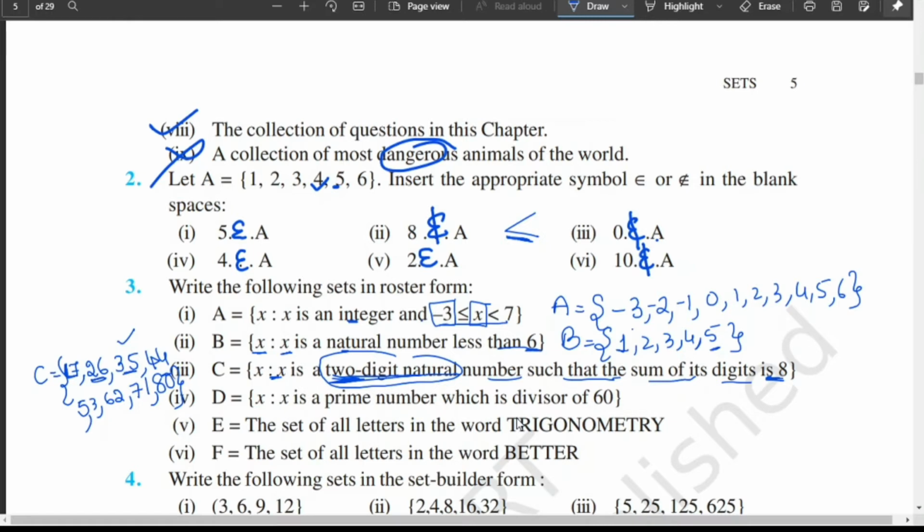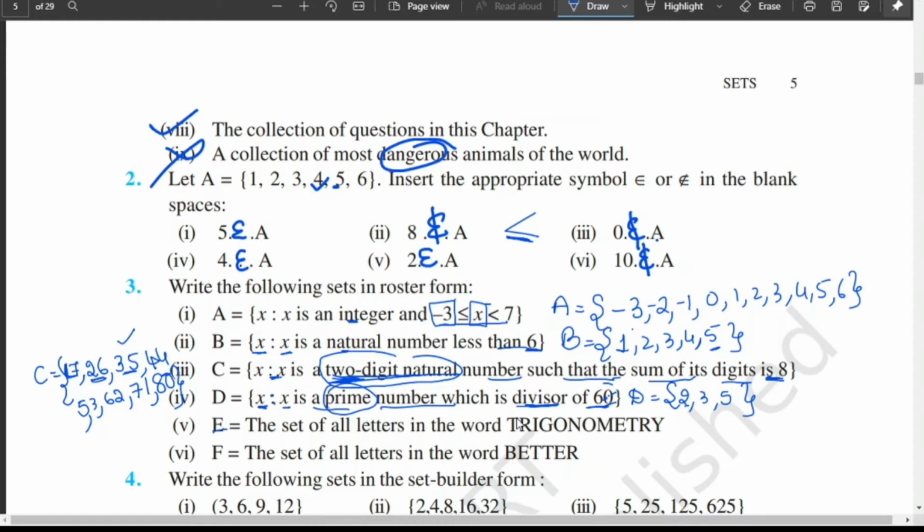Fourth question, D. D is a prime number, X such that X is a prime number which is a divisor of 60. That means it will divide 60. Prime number, so I will start with 2. Will 2 divide 60? Yes, it will. 3 will do it? Yes, 3 also will divide. Then 5, yes, 5 also divides 60. Then we'll continue prime numbers: 7, no, 11, no. After that it will not divide. So these are the prime numbers which divide 60.